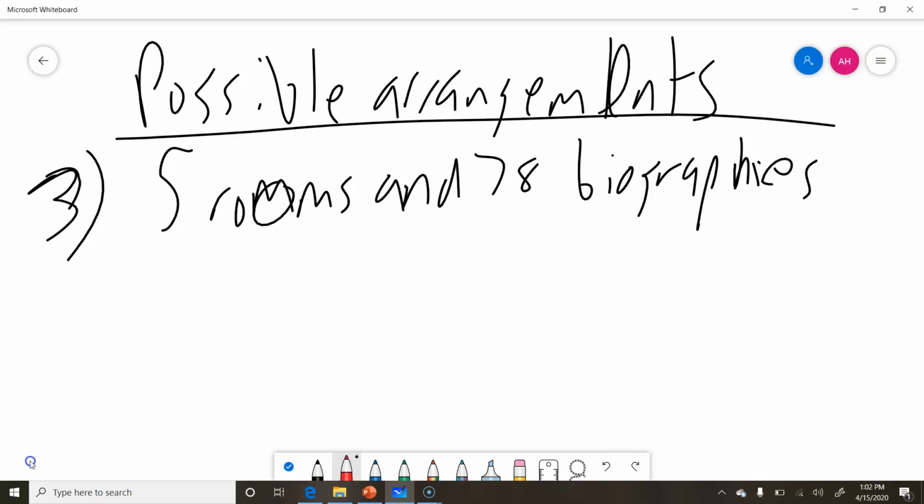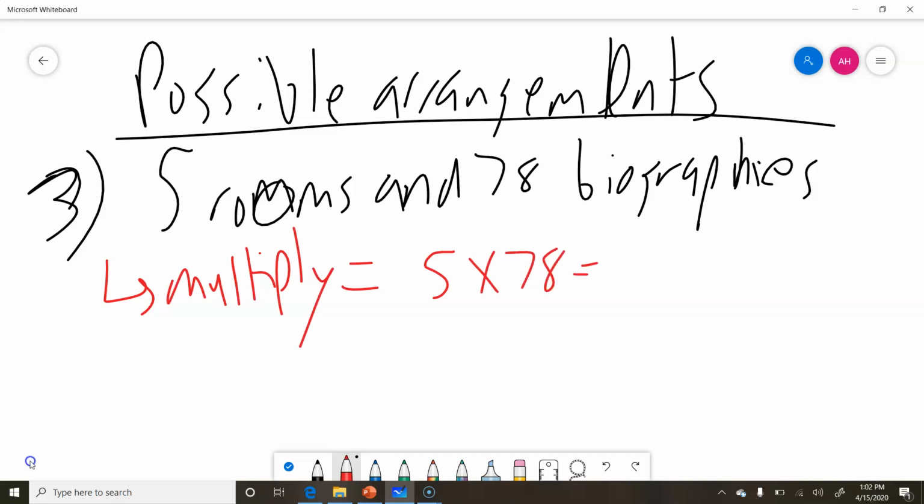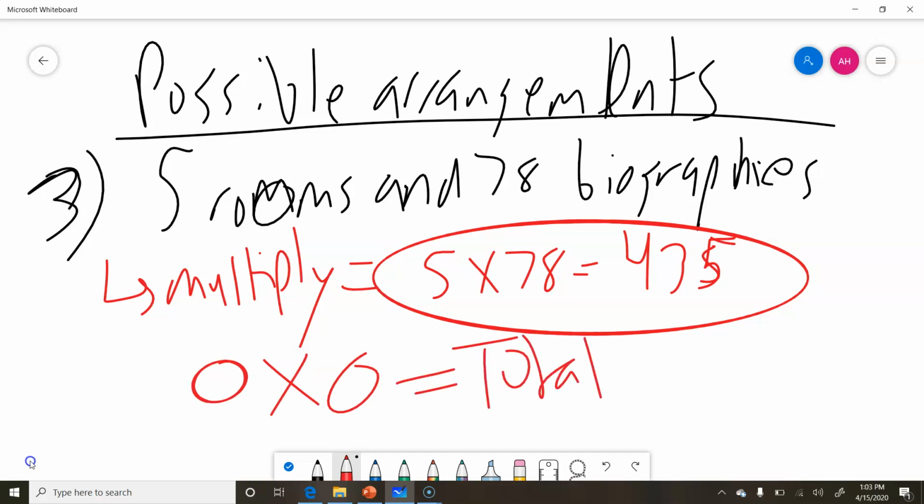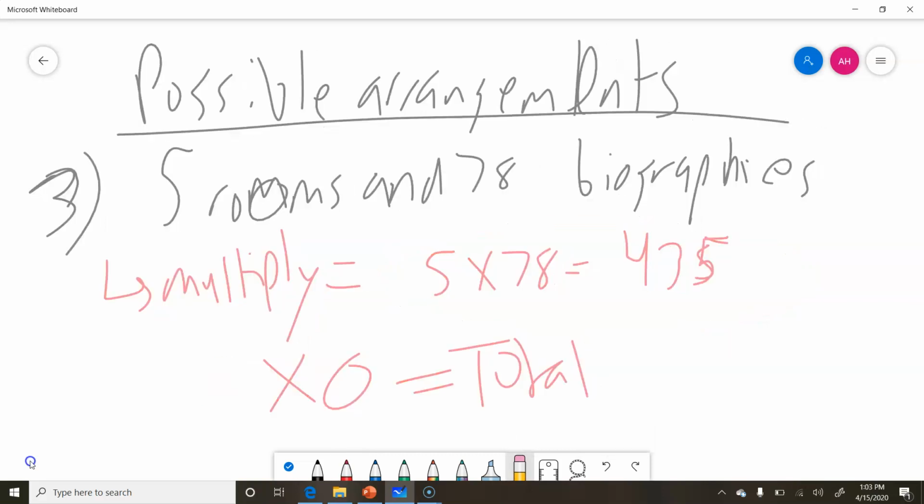Now this is the easy one. All we have to do right here is multiply. When it asks us something like that, we just do 5 times 78. Punch that in our calculators, and we get 435. So for that section, when it asks for possible arrangements, you just multiply. Very easy. You guys can do 4, 5, and 6, those next 3, by multiplying. Remember, you take whatever's in the first group times whatever's in the second group, and that equals your total. If you need to pause it, go for it.